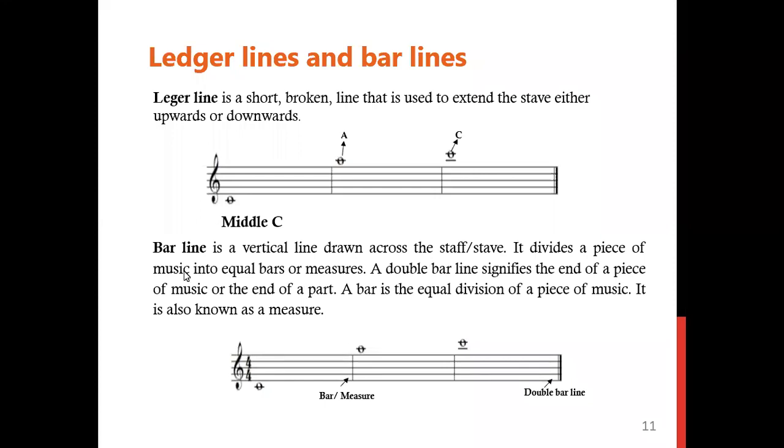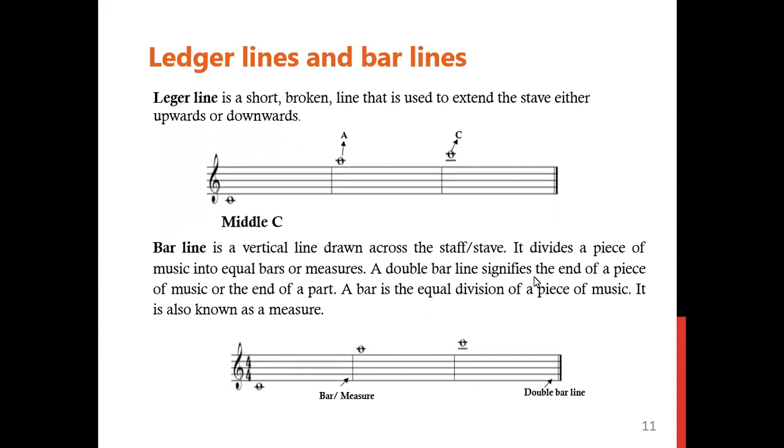Now, let's go to bar lines. Often when you read music, you will see some strokes of lines. These are called bar lines. A bar line is a vertical line that is drawn across the staff or stave. It divides a piece of music into equal bars or measures.